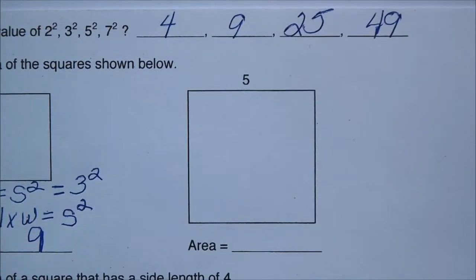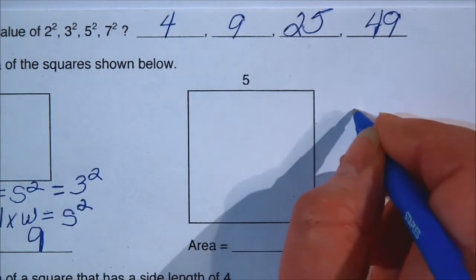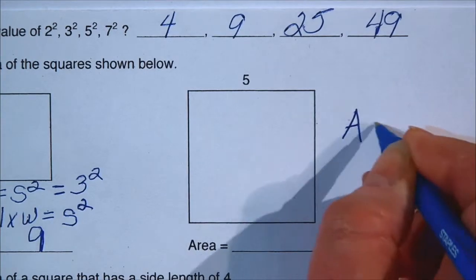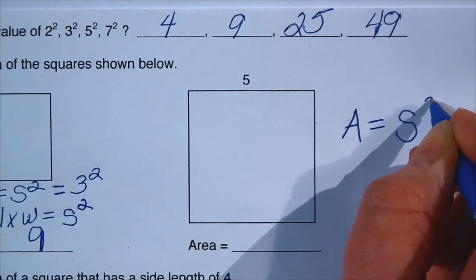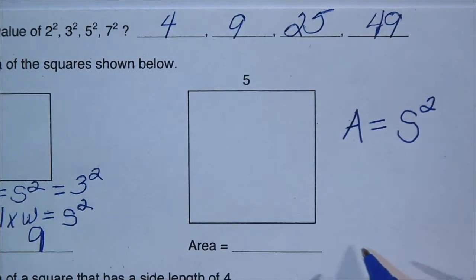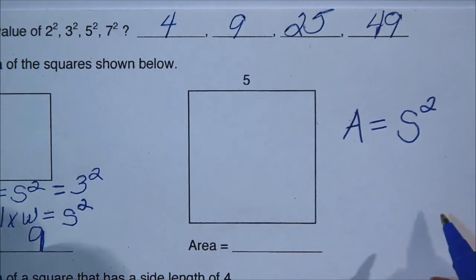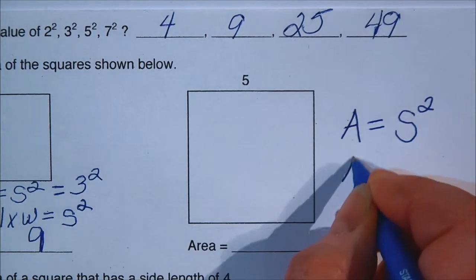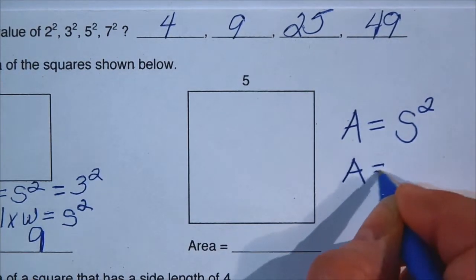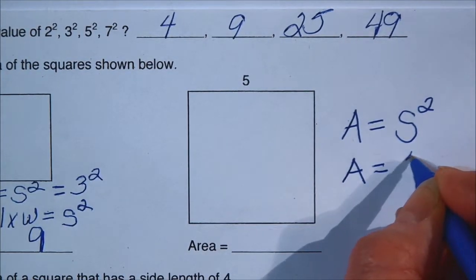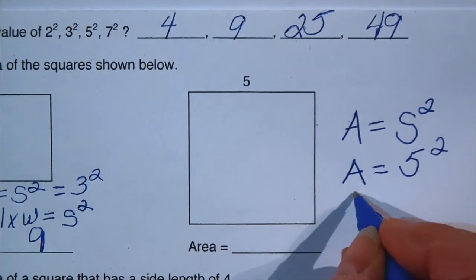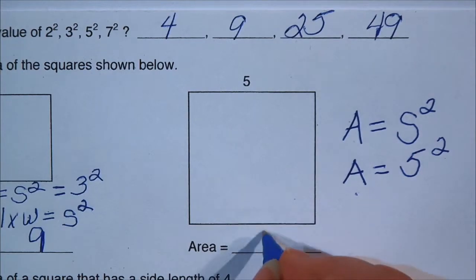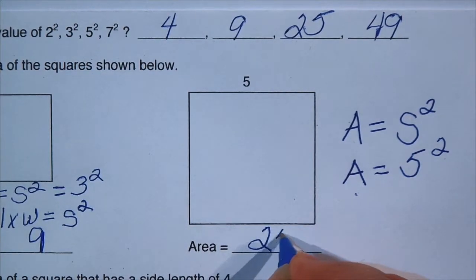Over here, I have another square. So the area of my square is S squared. What am I going to substitute for the S in this equation? 5. 25. So my area equals 25.